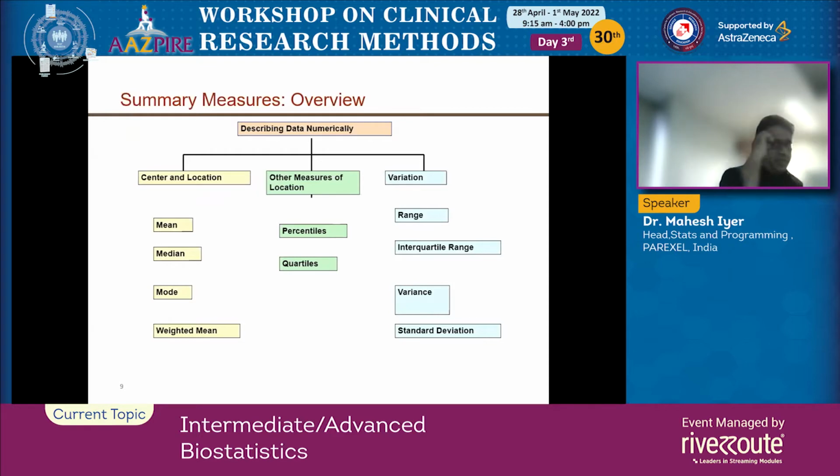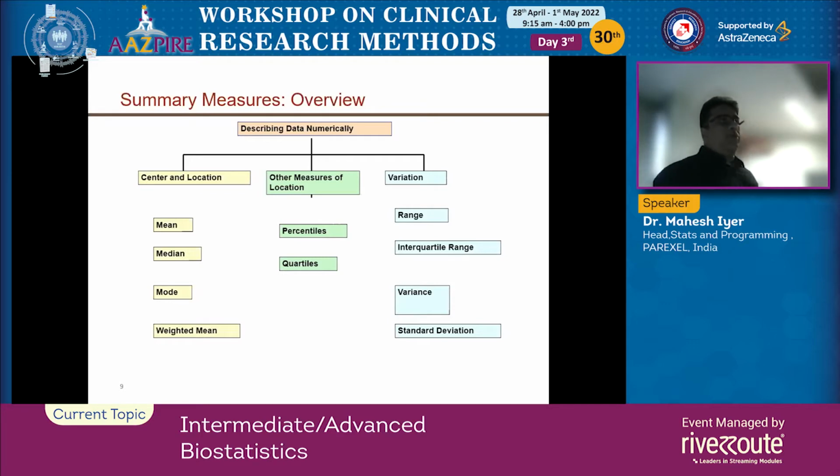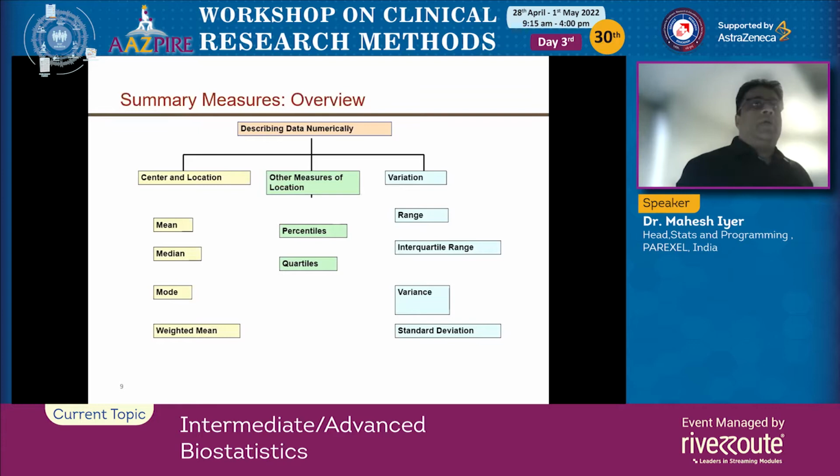Right. So how do we describe this data, right? So, if you have categorical data, it's simple enough. You're just going to do percentages, right? So you're going to do percentages, proportions, ratios, all of that good stuff. When you have numerical data, you're going to think about it in three different ways. You have a center and location, right? So you're going to talk about mean, median, mode, and so on, right?